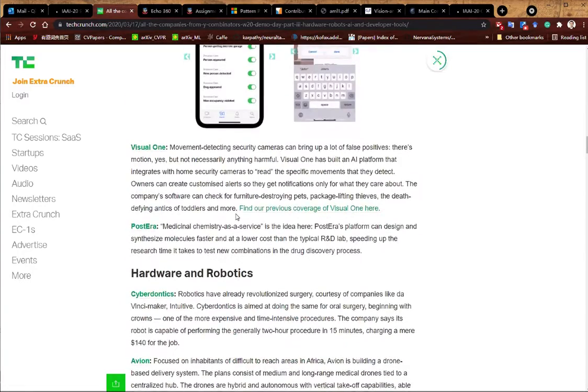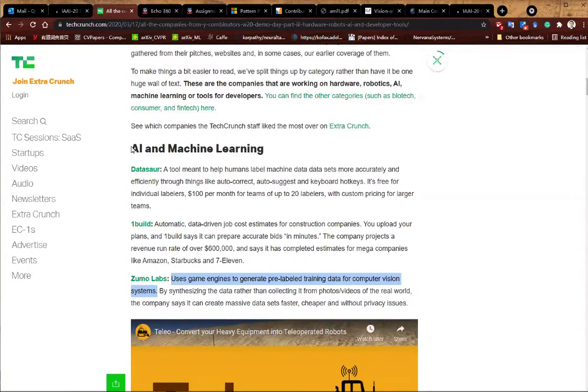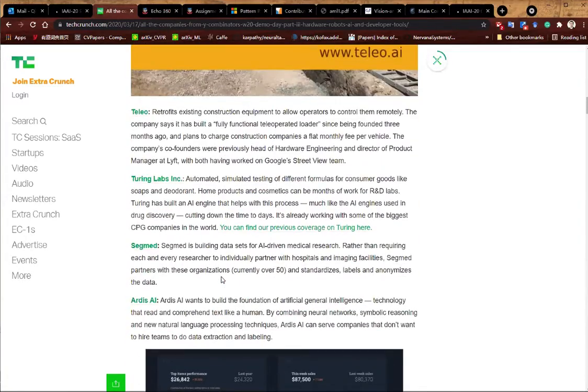There are many ideas about hardware and robotics. I think this is relevant, so you can check the AI and machine learning one. There are many interesting startup companies and applications. It gives you some good examples of what kind of applications are novel and what kind of things we are interested in.